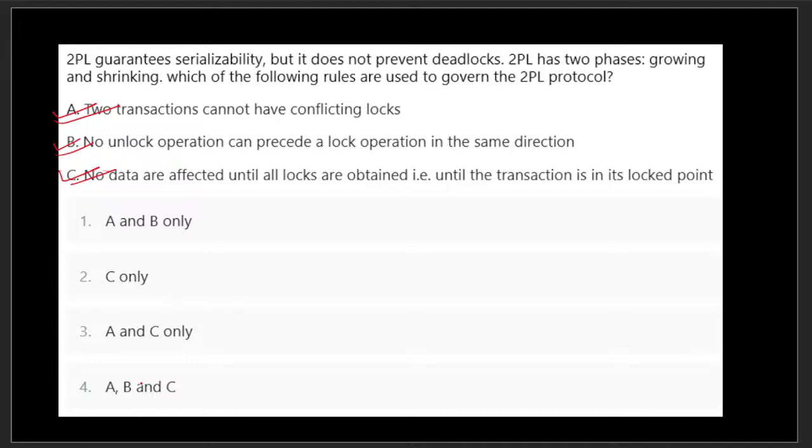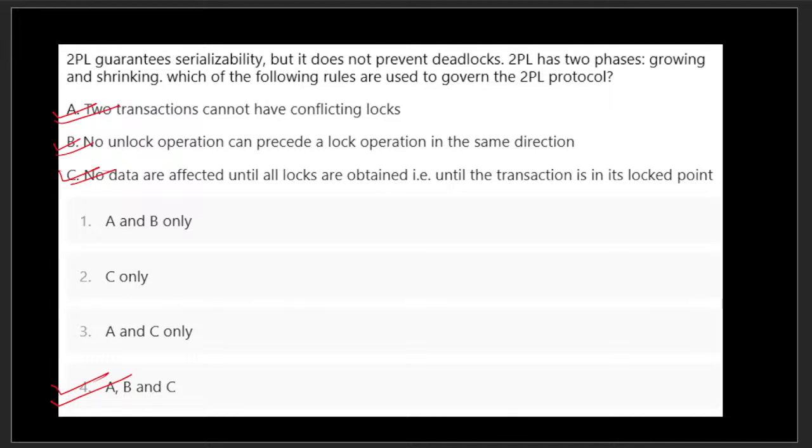So are you all getting my point? Please write yes or no. Okay, so according to this, we can say that all are correct. Option 4, A, B, C, all are correct.